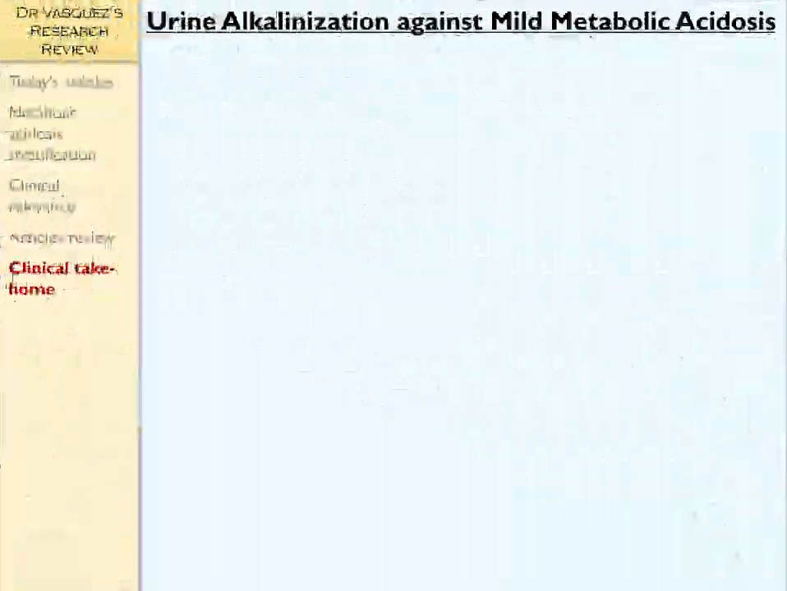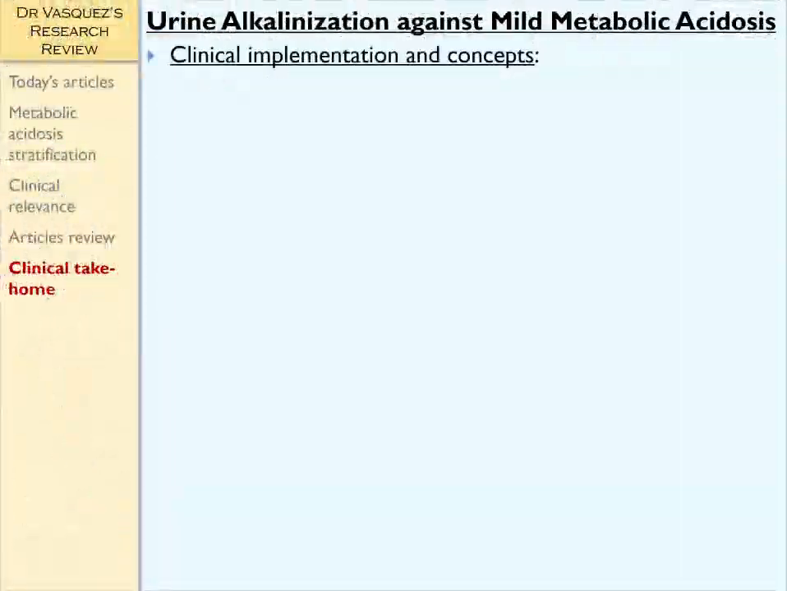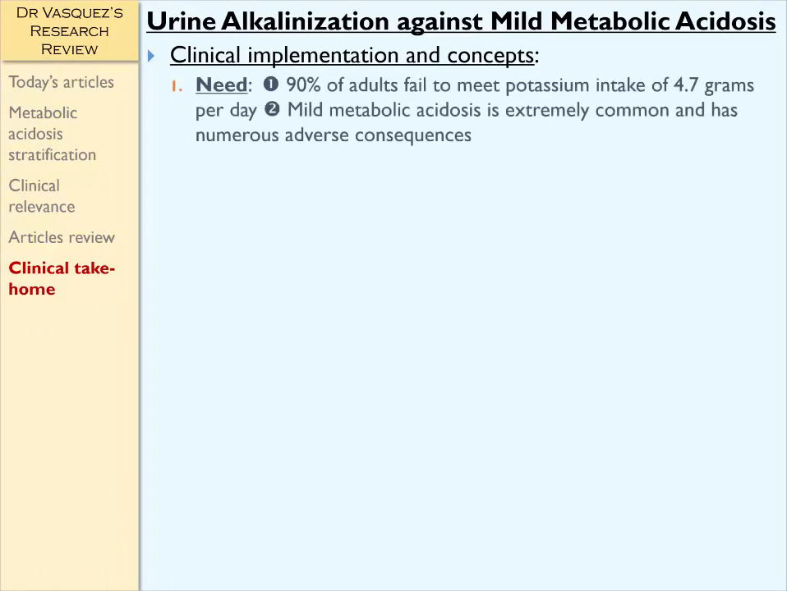And now that we've reached some of the last pages of today's presentation, I want to again emphasize some of the clinical concepts and implementation. Number 1, we see the need that people have for potassium. Again, 90% of adults fail to meet potassium intake of 4.7 grams per day.